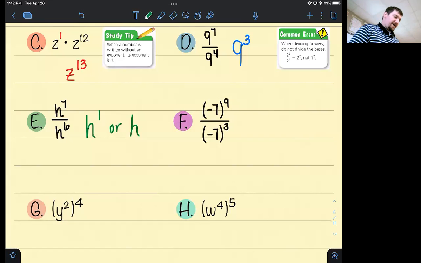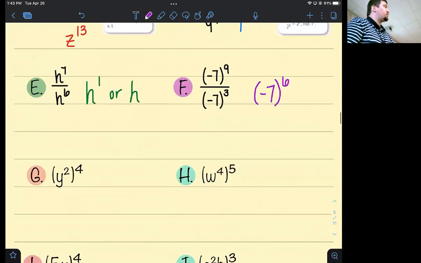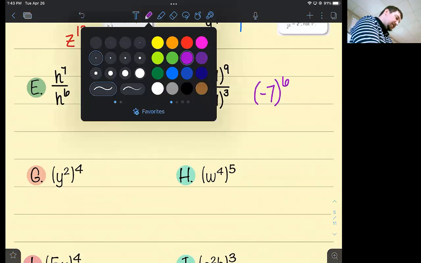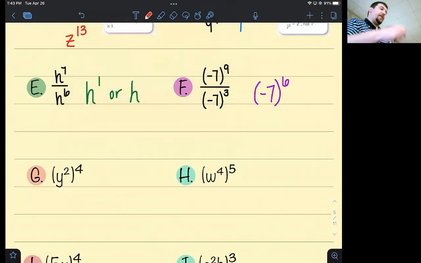What about example F? Negative 7 to the 9th divided by negative 7 to the 3rd. Maddox, what would you get for that? That's right, negative 7 in parentheses there to the 6th. Good. Now we're going to raise a power to a power. Jace, y squared to the 4th. What do I do with the exponents now? You multiply them together. That's right. When you're raising a power to a power, you don't add them, you don't subtract them, you multiply them now. So what are you going to get for this one, Jace? Y to the 8th. That's right.